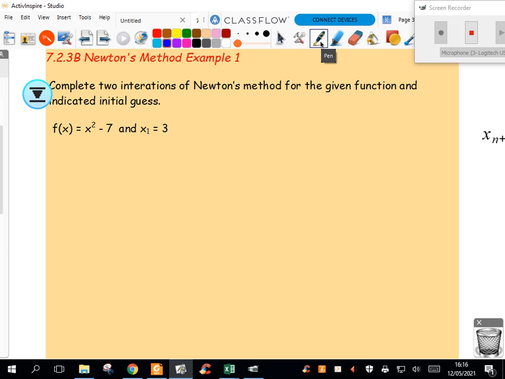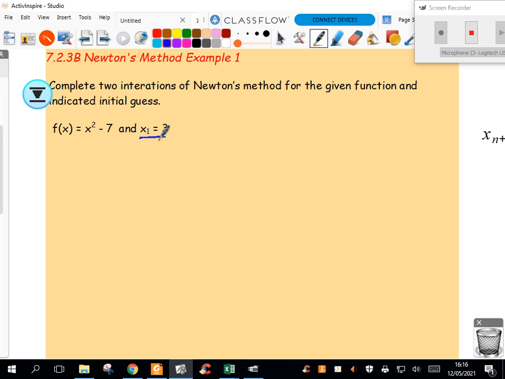So f of x equals x squared minus 7, and x sub 1 is equal to 3. So we're asked to complete two iterations of Newton's method for the given function and indicated initial guess. So what's happened here is somebody said to me, what is the root of x squared minus 7? What value can I plug in to make that equal to 0? And I've come up with this guess, which on one level is kind of ridiculous. I'm going to say 3. 3 is a root.